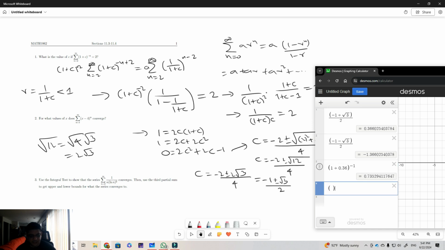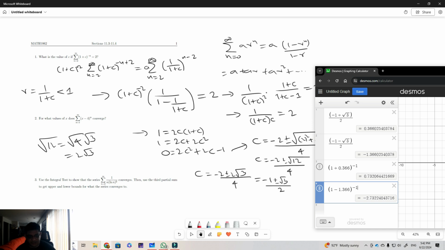Now let's see what happens with the other value of C. So if I do 1 minus 1.36, notice that when I do that, this is actually giving me minus 2.73. So this value of C is not going to be convergent. So this is not a good value for this.